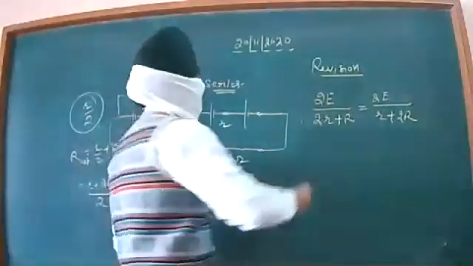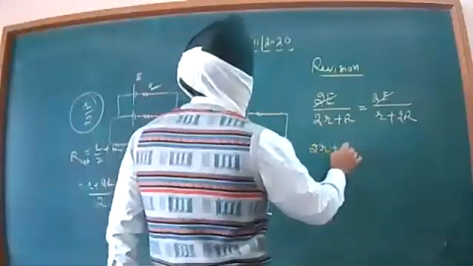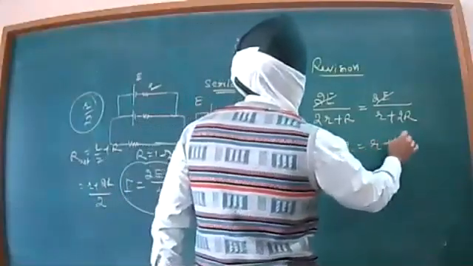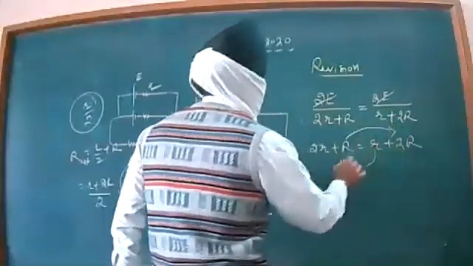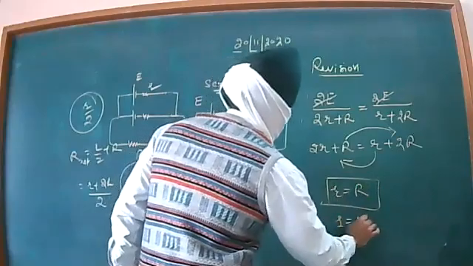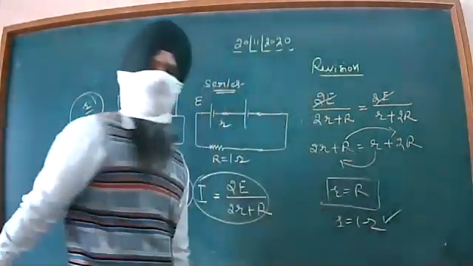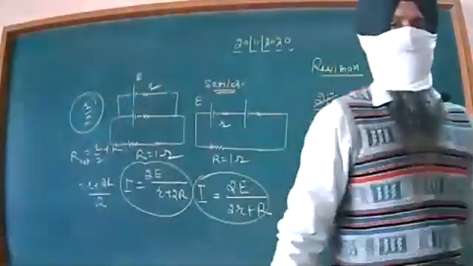Dear children, this 2E is getting cancelled. 2r plus R equals r plus 2R. This can be shifted to this side, this to this side. Small r is equal to capital R, so small r is equal to 1 ohm. In this manner, you can solve this short numerical problem.